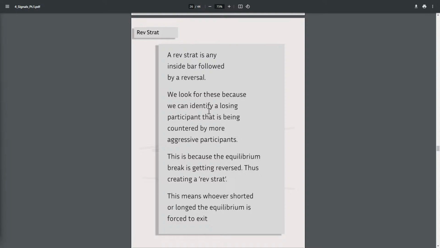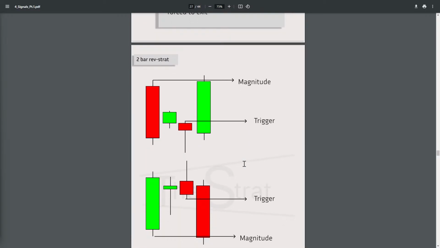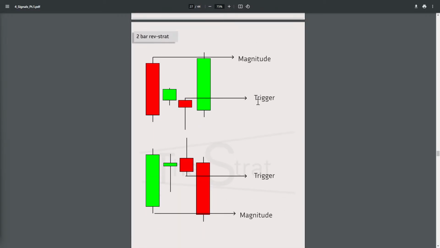We look for these because we can identify a losing participant that is being countered by more aggressive participants. This is because the equilibrium break is getting reversed, thus creating a rev strat. So this means whoever shorted or longed the equilibrium is forced to exit. So for example, this is a 1-2-2. So you have your inside bar, your 2 in a direction. We have bearish and bullish rev strats. But still, the same logic applies.